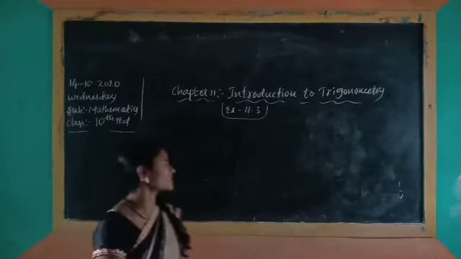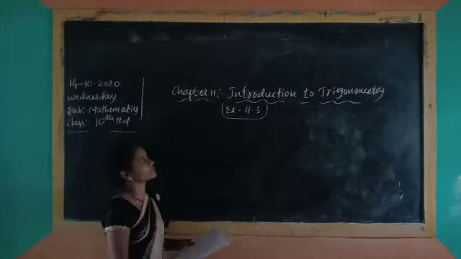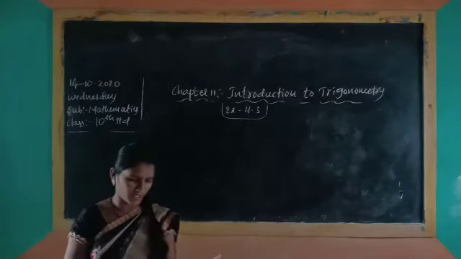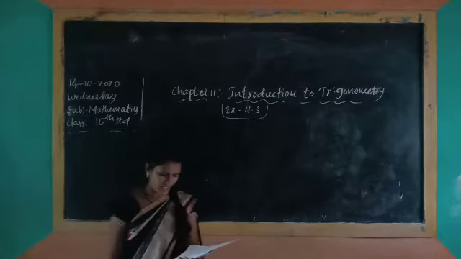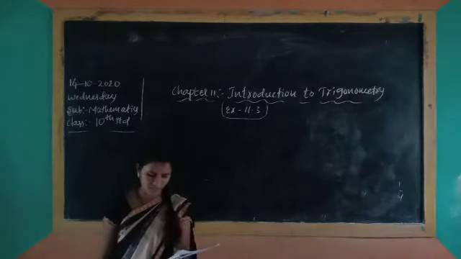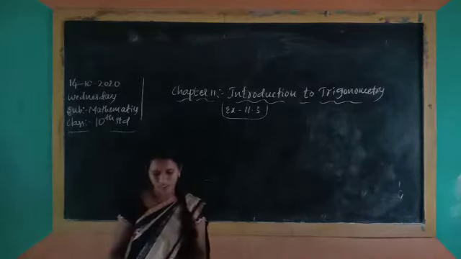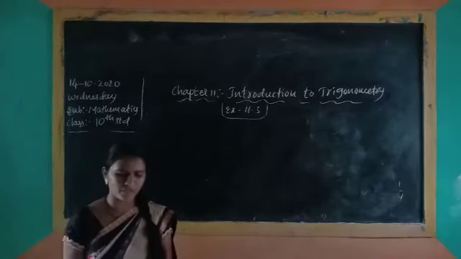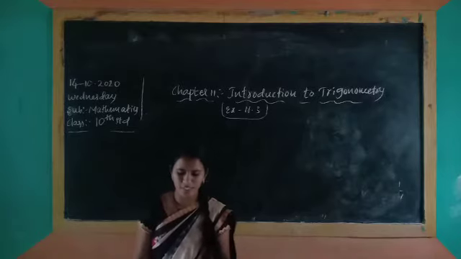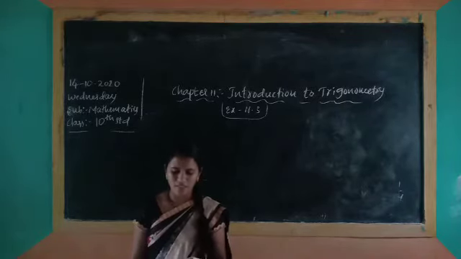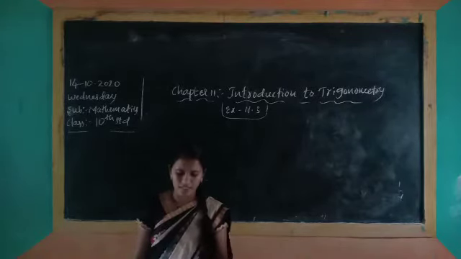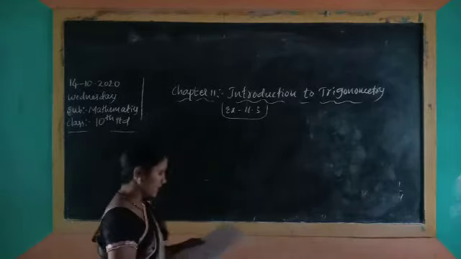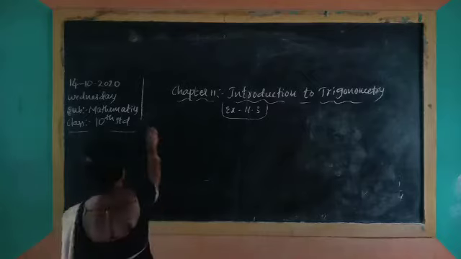Last class we discussed exercise 11.3 in the chapter Introduction to Trigonometry. I gave the second question as homework, and I solved the third and fourth also. Now you have to take the fifth. It says: if secant 4A is equal to cosecant (A minus 20 degrees), where 4A is an acute angle, find the value of A. You should take the question as given.